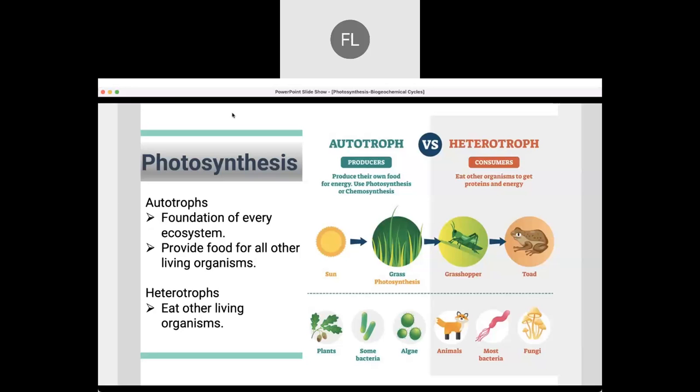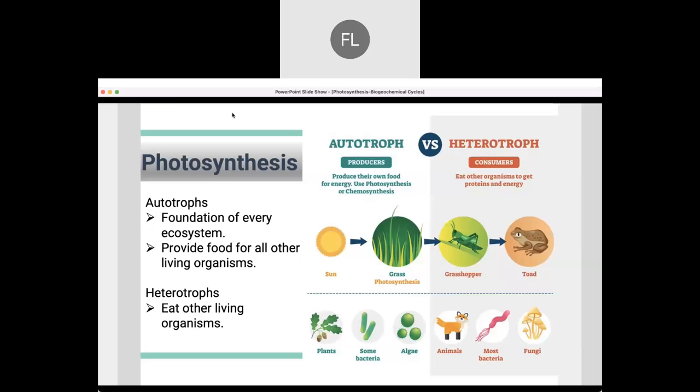And by food, I'm generally referring to carbohydrates, glucose, which is a type of sugar. You probably have heard the word glucose before. It's the kind of sugar that you find running in your bloodstream. That's why if you have high blood sugar or low blood sugar, you have a high level of glucose in your blood or a low level. But glucose originally comes from producers.